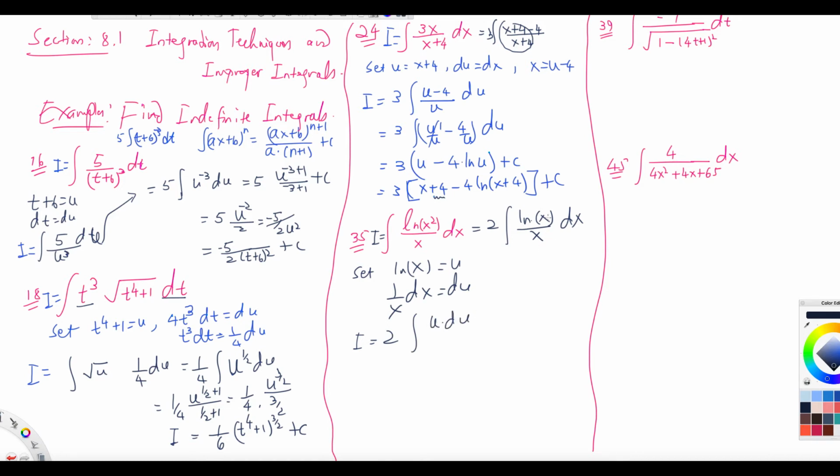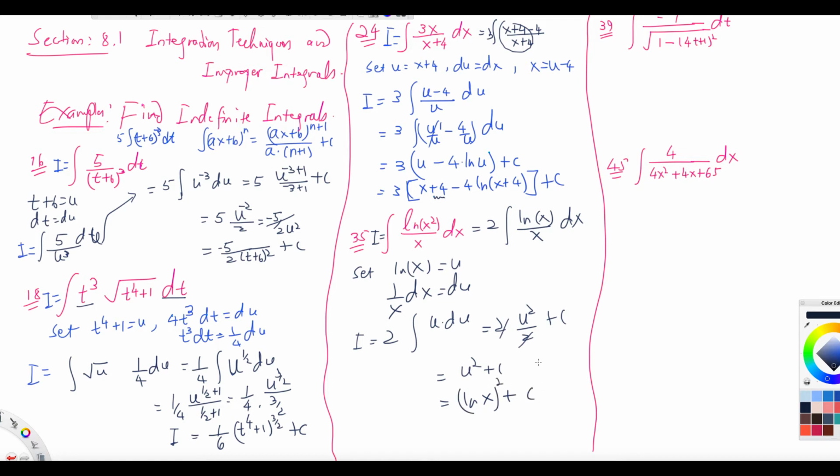Because natural log of x is u, and 1 over x dx will be du. That's what you get. So what is the integral of that? u squared over 2 plus c, right? You cancel that 2 and 2. So what do you get? u squared plus c. What is u though? u is natural log of x, plus the square, right? Natural log of x, squared, plus c.